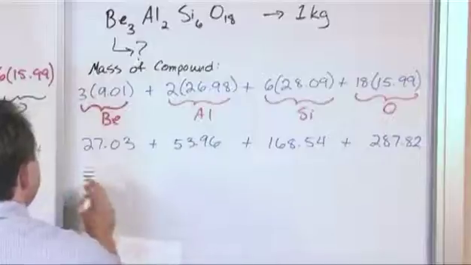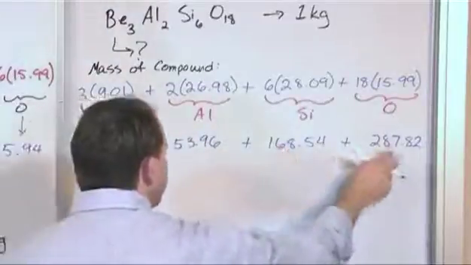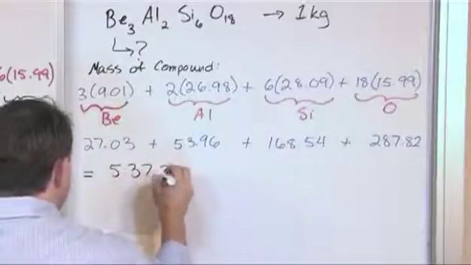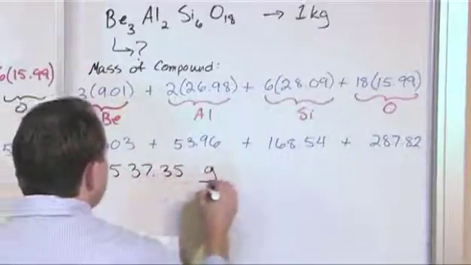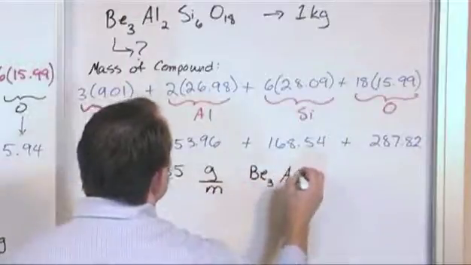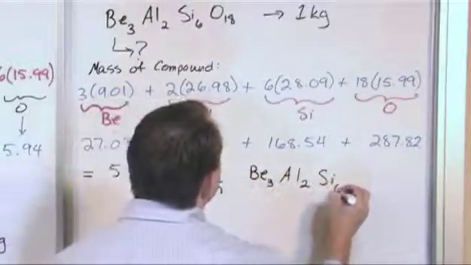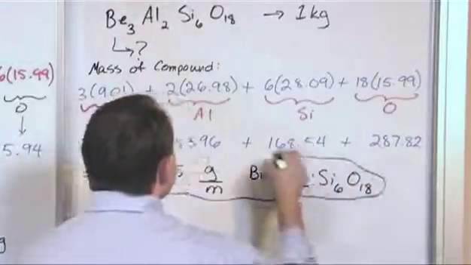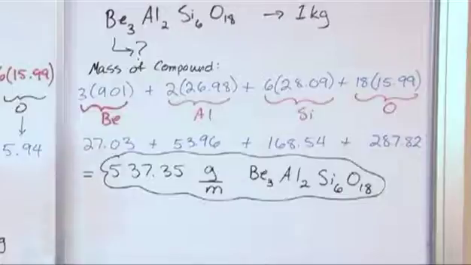We add everything together. 27 plus this, plus this, plus this, we will get 537.35 grams per mole of beryllium 3, aluminum 2, silicon 6, oxygen 18. So I'm going to kind of circle this, but it's not our answer. It's just sort of like an intermediate thing. This is the entire mass of the whole molecule, right?